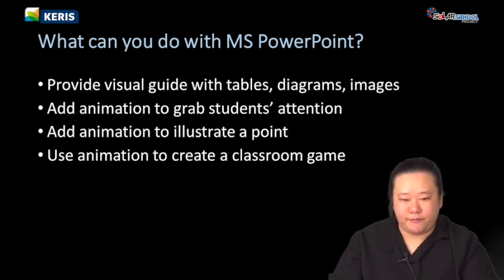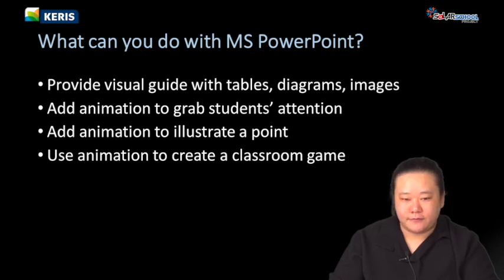You can make them appear or disappear, move around, get bigger or smaller, or change colors. You can use this feature to grab students' attention. You can make the keyword of the lesson change colors to emphasize it. I sometimes make the key point of the lesson appear and then disappear very fast and let the students guess it. You can also use animation to illustrate a point.